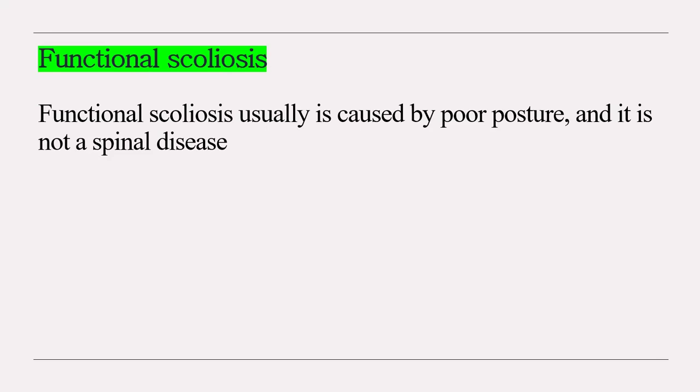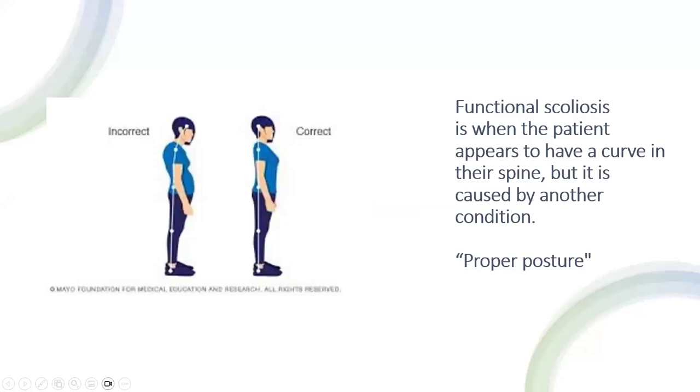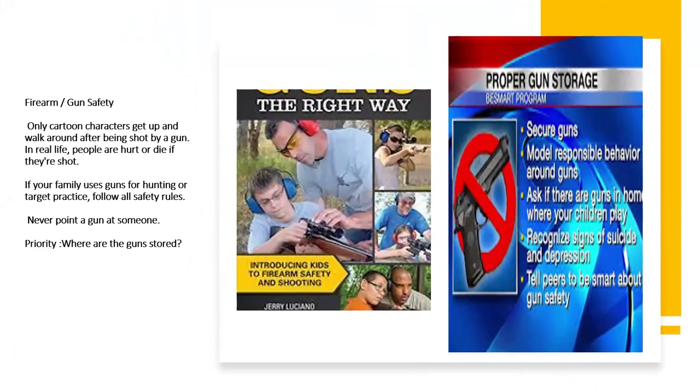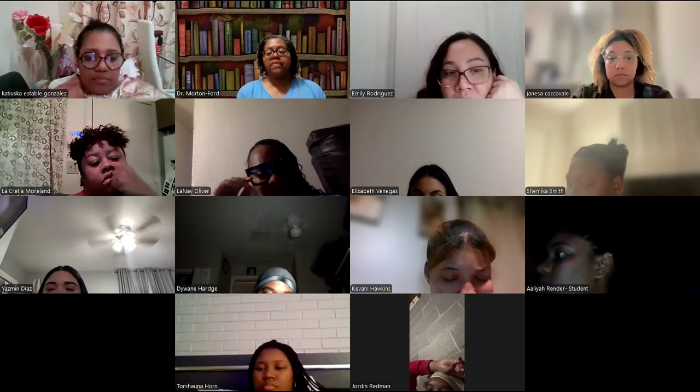So there's also scoliosis called functional. This is not the traditional scoliosis where you have that S curvature in the spine. It is due to poor posture. It is not a spinal disease. You remember your grandmother saying, hey, sit up straight, stop slouching. And so, yes, they were onto something. They knew what they were talking about. Functional scoliosis is usually caused by poor posture. It is not a spinal disease. So sit up straight. Okay. I am going to pause here and answer any questions that you have.